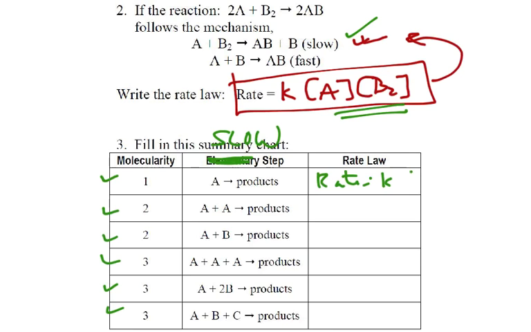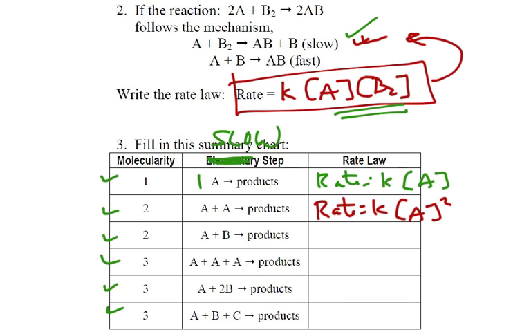rate equals K. In this case, it would just be A to the first power. Since there's only one A, then it's going to be first order. Change colors. This one would be rate equals K, and we have two A's, so this would be A squared.